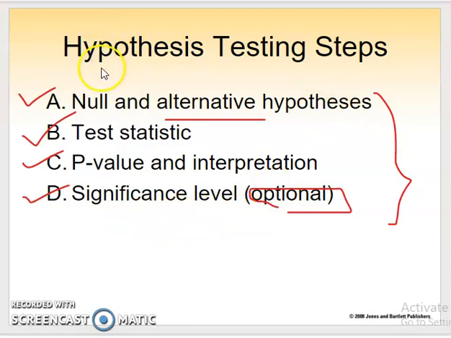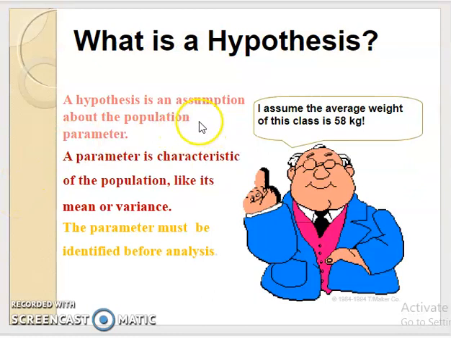So in order to test a hypothesis, we will be stating certain statements. So in short, what is the basic concept of a hypothesis? A hypothesis is a tentative statement or prediction or explanation of the relationship between two or more variables. Or we can say that it's an assumption about a population parameter. So a parameter is a characteristic of a population, like its mean or variance, and the parameter must be identified before it is analyzed.